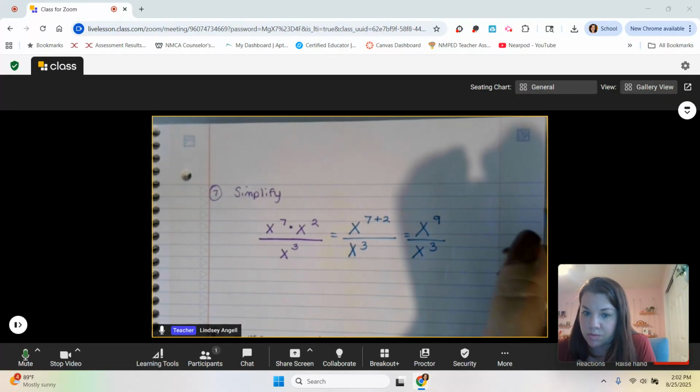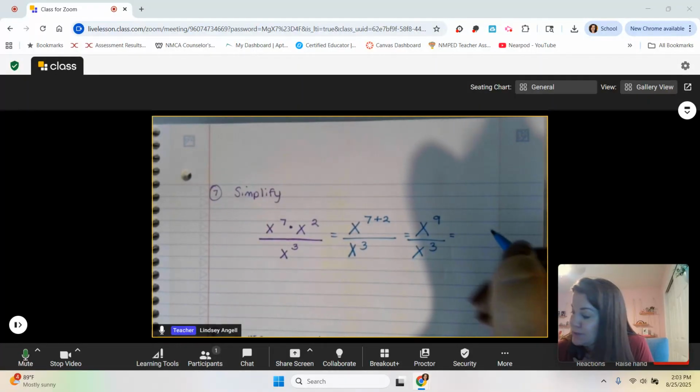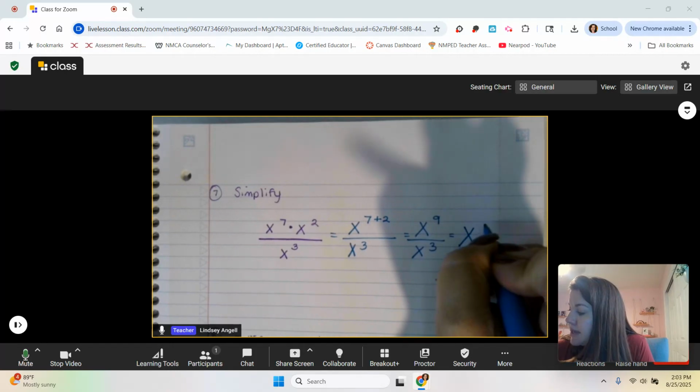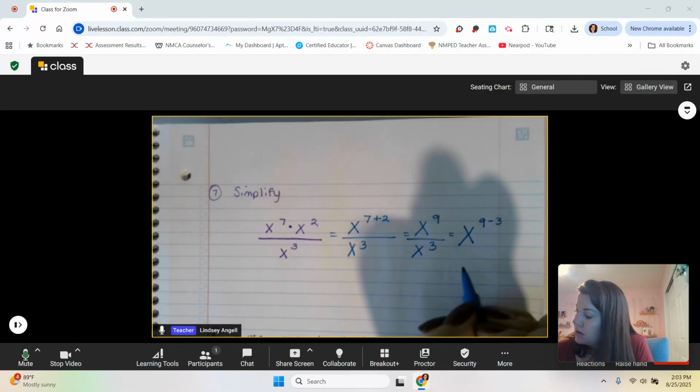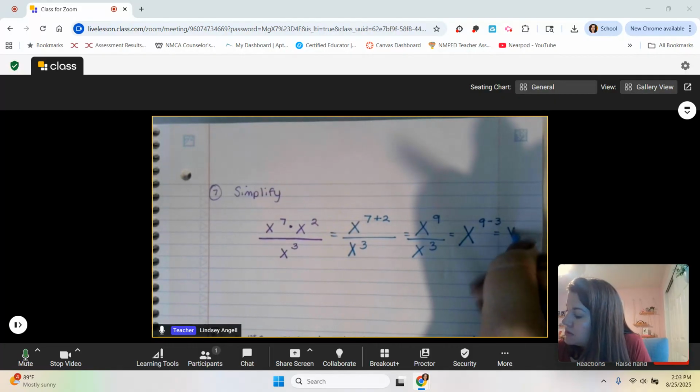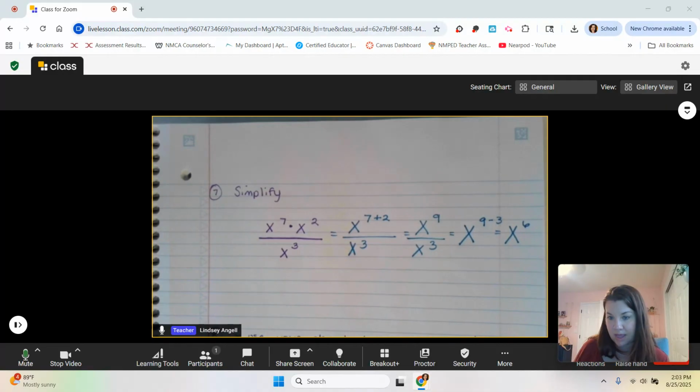According to the quotient rule, I can subtract my exponents in this case. So this is the same thing as x to the 9 minus 3. Well, 9 minus 3 is 6. So this whole thing is the same thing as x to the 6th power. Okay?